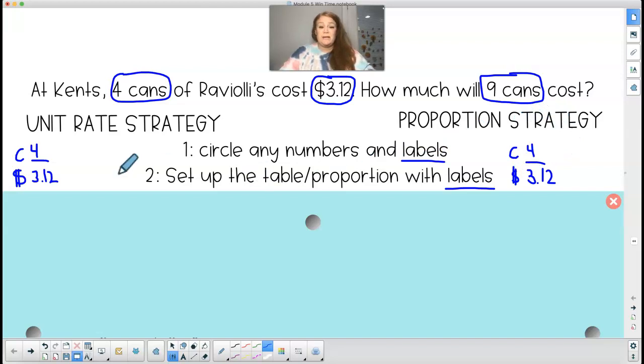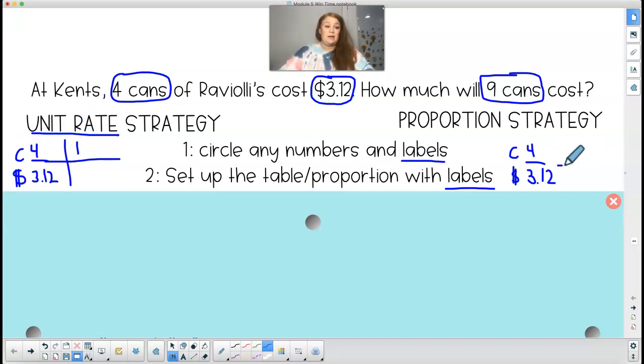So in the unit rate strategy, I want to solve for the unit. So I'm asking myself here in this unit rate strategy, how much will 9 cans cost? So I'm looking for a can. I need to find 1 can. So I'm kind of taking this number and replacing it with 1 to find that unit. So I want a can that's going to go on the top.